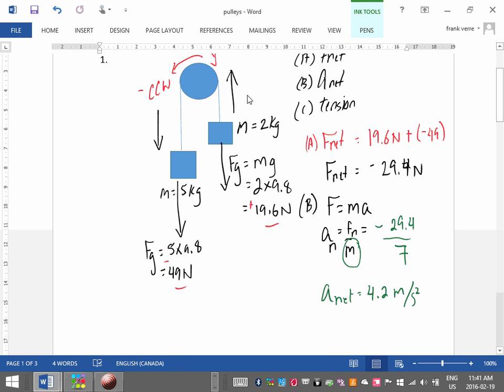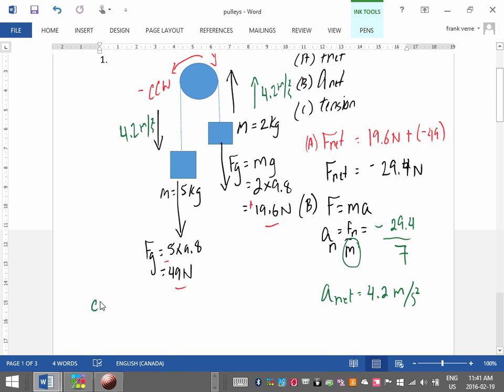On this side, it's going to accelerate upwards at a rate of 4.2 meters per second squared. On this side, it's going to accelerate downwards at a rate of 4.2 meters per second squared. Okay? So we now have the net acceleration. We have one thing left, tension.